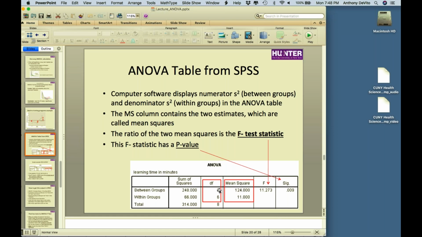Then we take the degrees of freedom and divide it into the sum of squares to get an average, the mean sum of squares, and that would be 124 in this case. And the average within the groups, dividing 66 by 6, is going to be 11. And our F statistic is going to be the ratio of the variability between the groups, which is the variability of the means, over the variability within the groups. We want this to be a big number and this to be a small number. So when we divide this into this, we get a big number F.